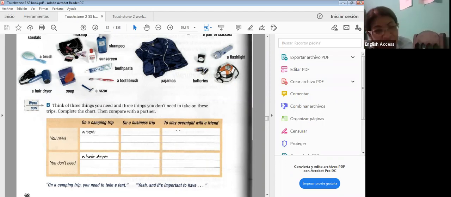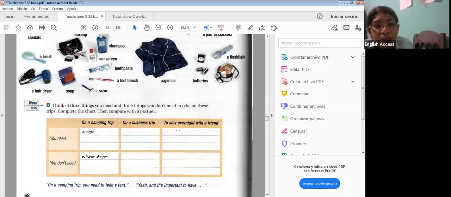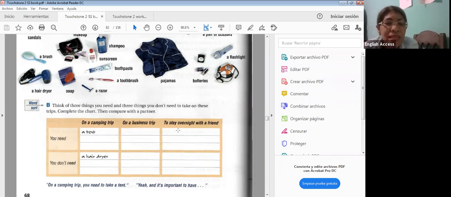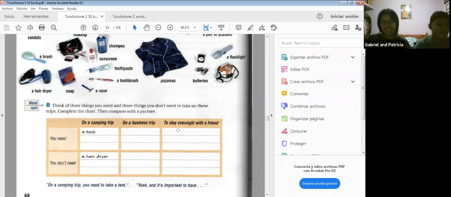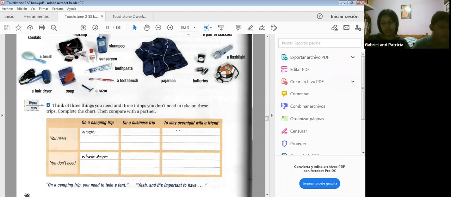Fernanda, on a camping trip. Sleeping bag, soap, and insect repellent. Okay, you have almost the same idea. Now the opposite, things that you don't need. Let's begin with Gabby. A dryer, a brush, and a towel.